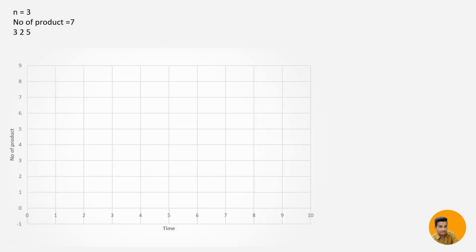Let's try to plot time versus number of products. So at 0 seconds, how many products can you make? Of course, you will have 0 products. Then at time equal to 1, how many products can you make? We require a minimum of 2 seconds to make one product. So at time equal to 1 second, we have 0 products with us.